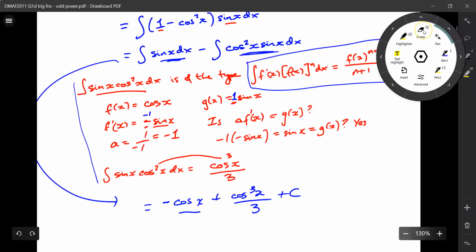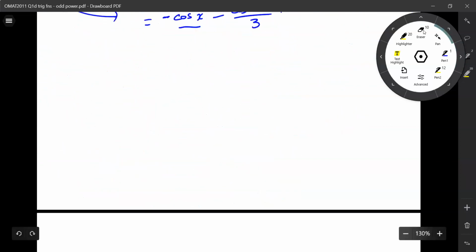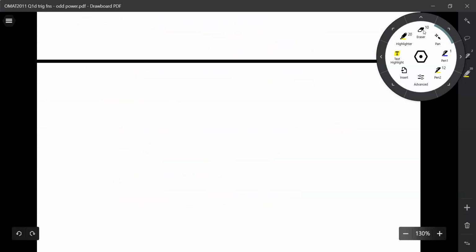And sorry, I just forgot here that I put a plus here, but of course I forgot to take down this minus here. So in fact it's minus cosine cubed x over 3. Okay, so if we go on to the next example here, it is the integral. We did the sine function, now we're going to do the cosine function.